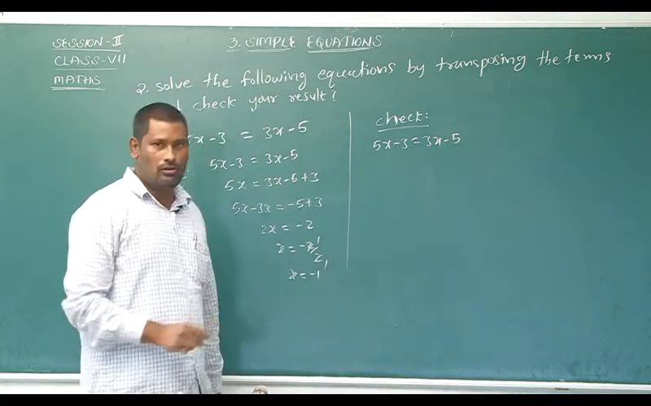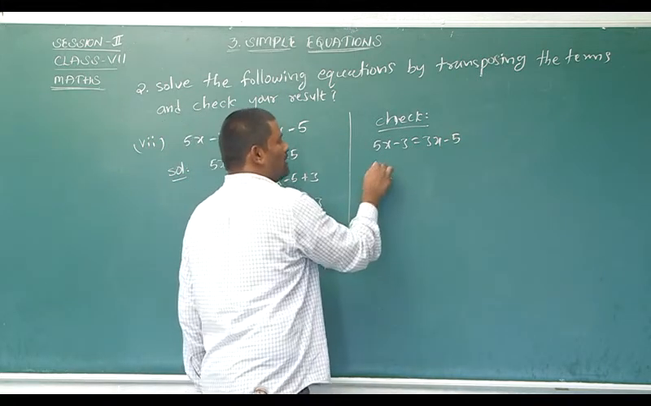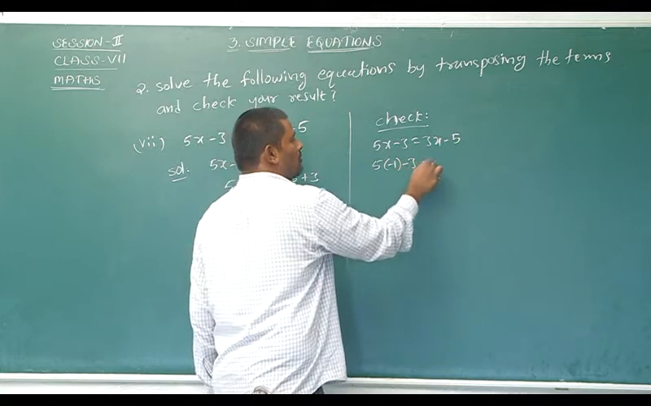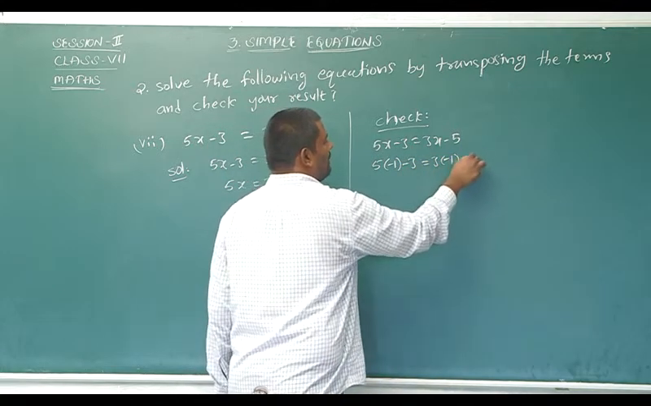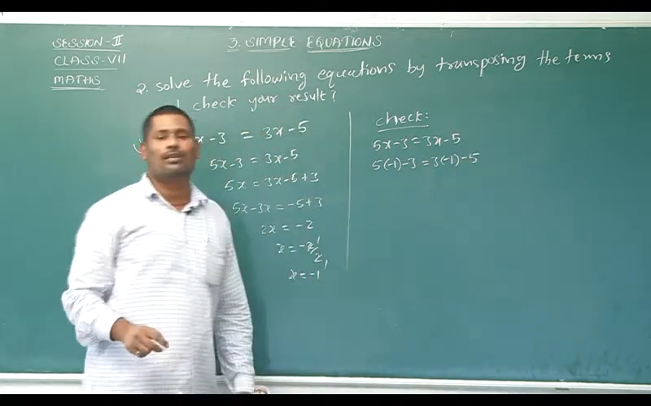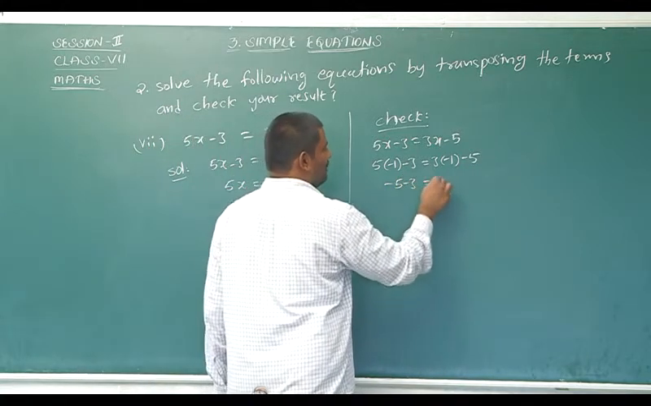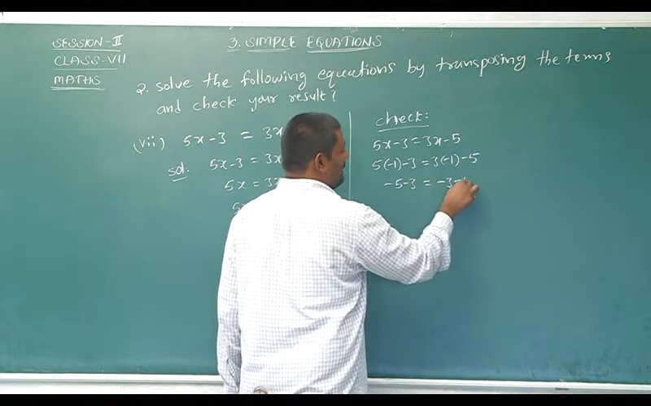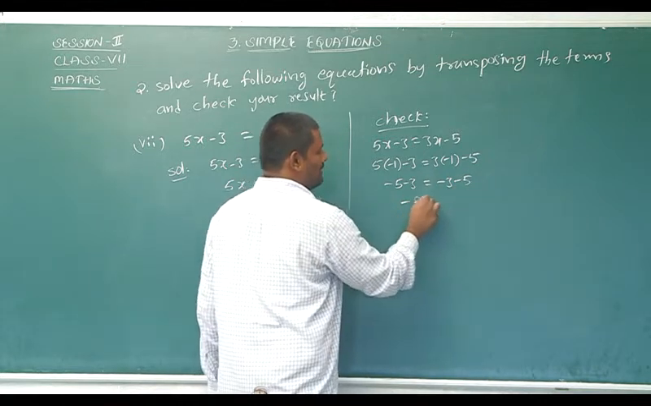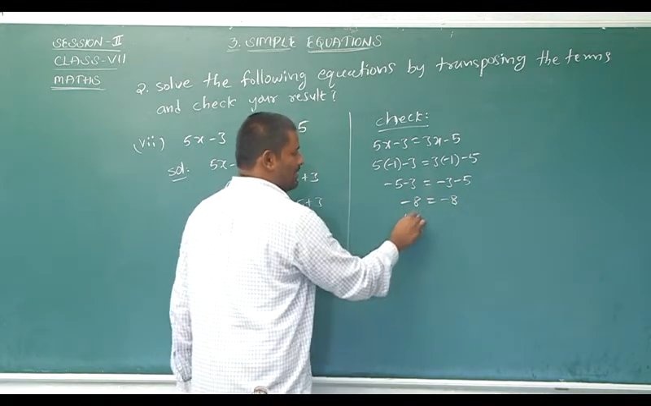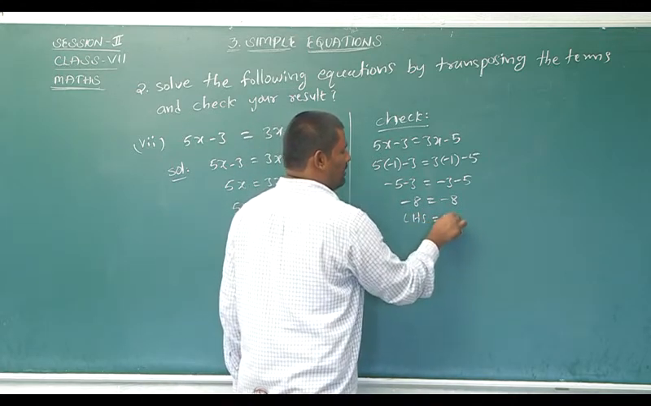Now x is equal to minus 1. So in the place of x I am going to substitute minus 1. So 5 into minus 1 equals what do I get? I get minus 5. So minus 5 minus 3 on the left, and that is equal to 3 into minus 1 minus 5, which means minus 3 minus 5, minus 8 I get here. So LHS equals RHS.